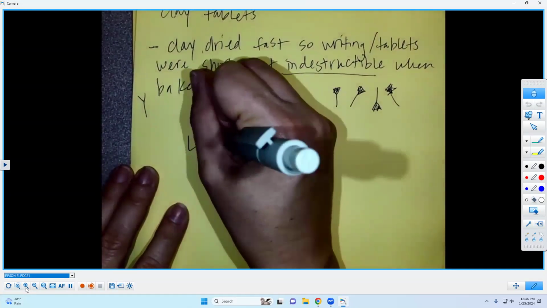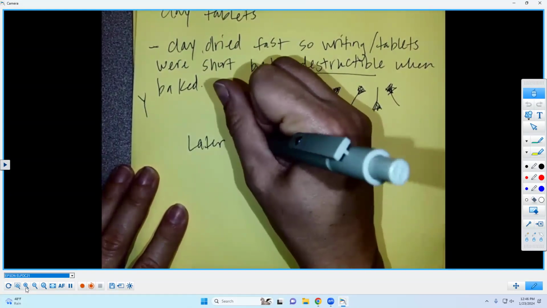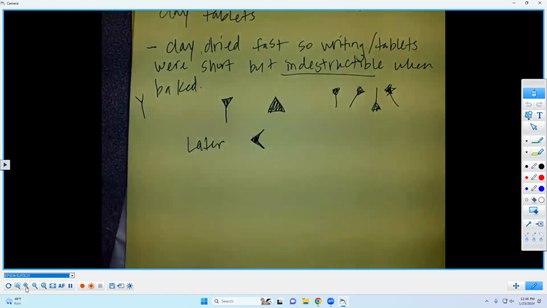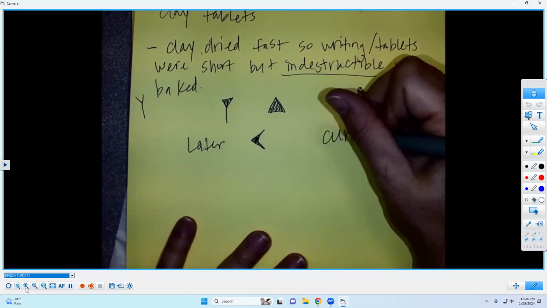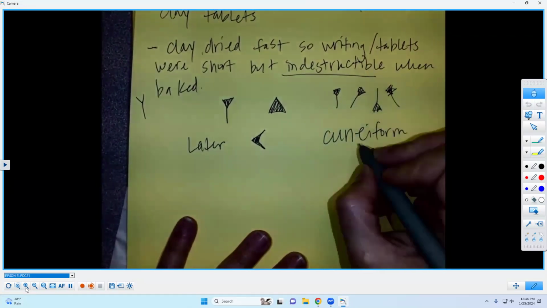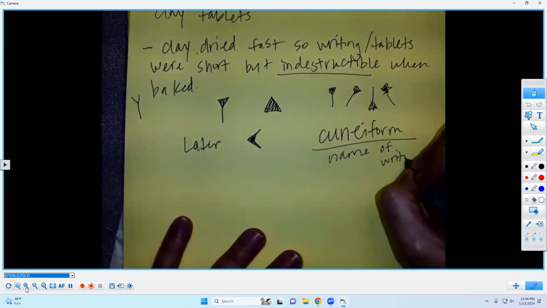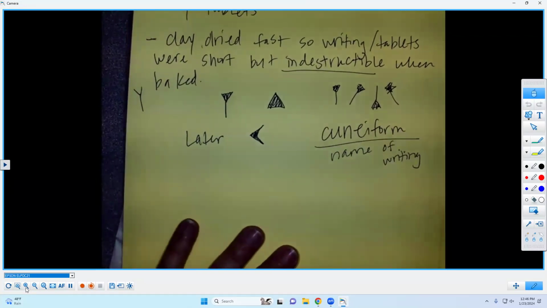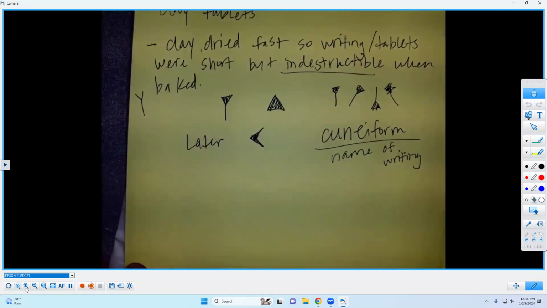Later, another symbol was added, so it looks something like this. There's not really a name for these individual symbols, but the name of their writing is called cuneiform. So cuneiform is the name of the symbols, and we are going to learn to write numbers in cuneiform today.